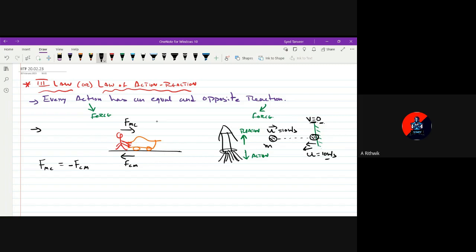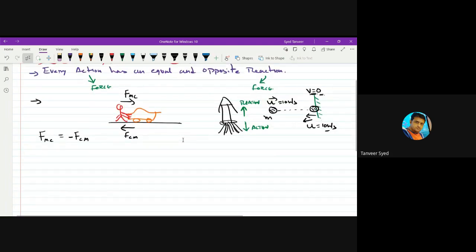Listen completely. So let us say you are applying 100 Newton force on the car, and the car is applying 100 Newton force on you. Now, do these two forces get cancelled? Force by man on car and force by car on man.